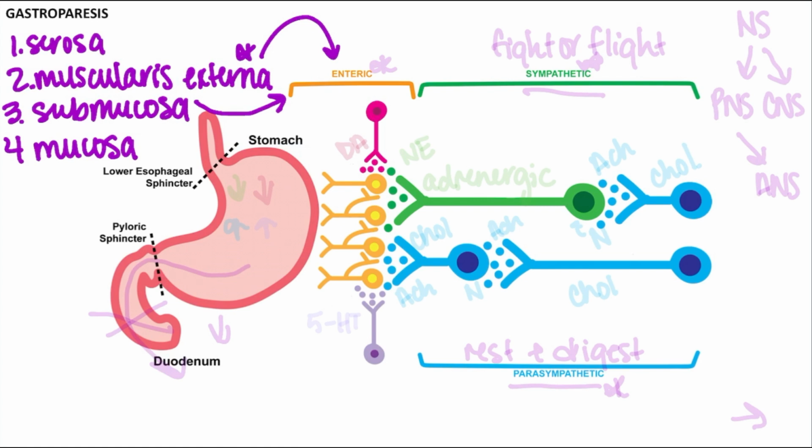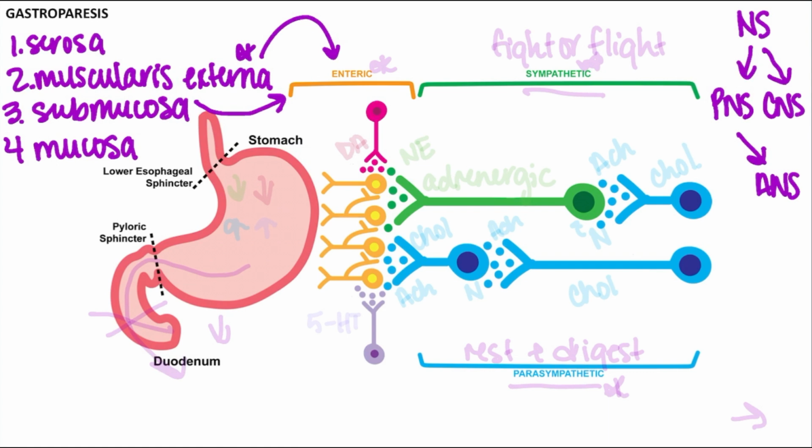So now let's talk about control of the GI tract. So coming down the nervous system tree, we have the central nervous system and the peripheral nervous system. And in the PNS, one of the main branches is the autonomic nervous system, which, as its name implies, just happens and we don't have to think about it.